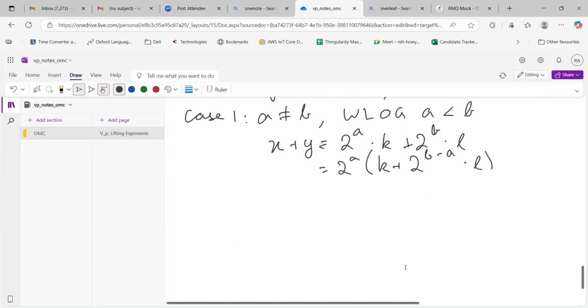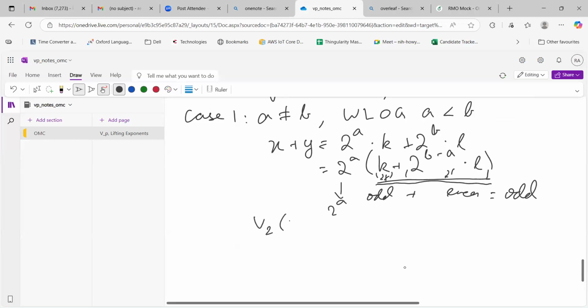We're almost done. Why is this odd? Can anyone tell me why this thing is odd? 2 divides the second part and 2 does not divide k. Exactly. Because this is odd and this is even, therefore this must be odd. And this is 2^a. So that means that v2 of x plus y is equal to a, and that's just min of v2 of x comma v2 of y.